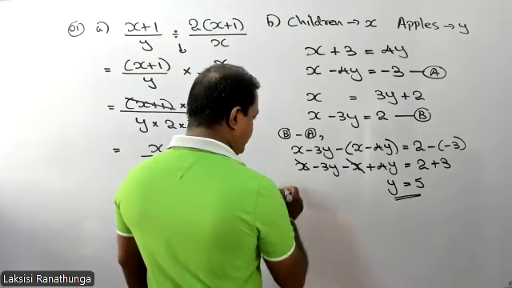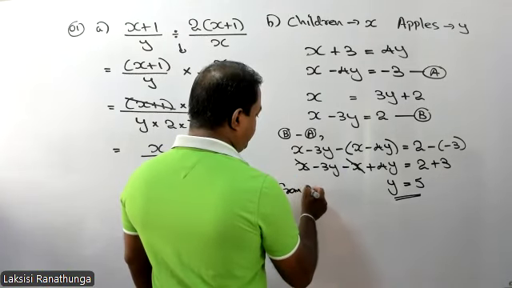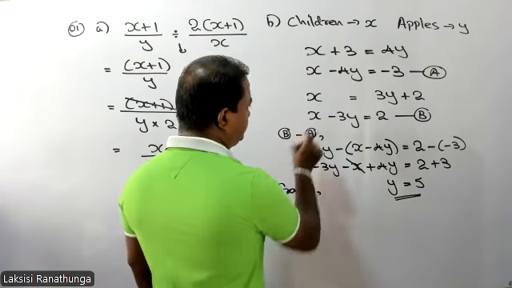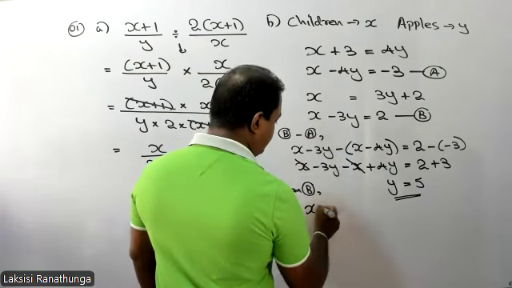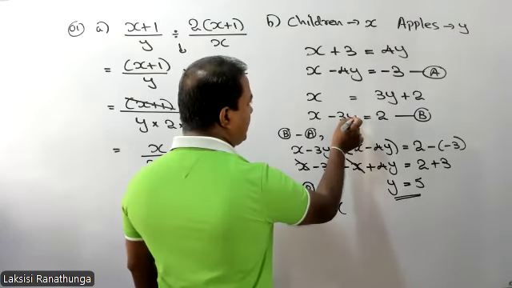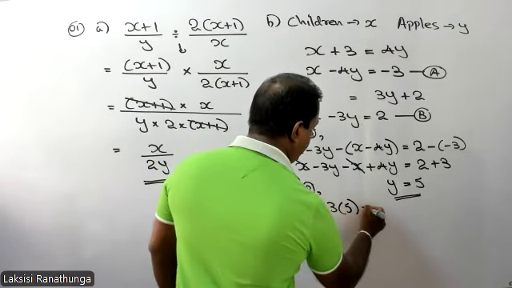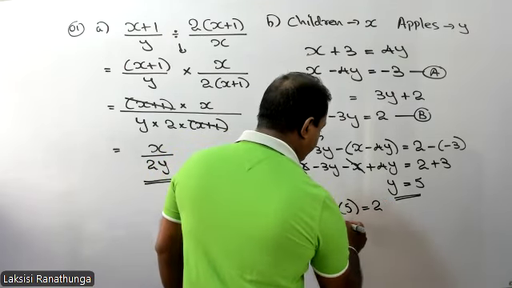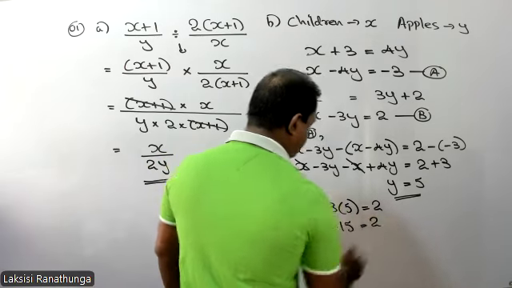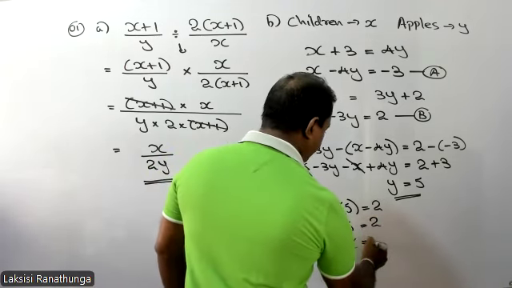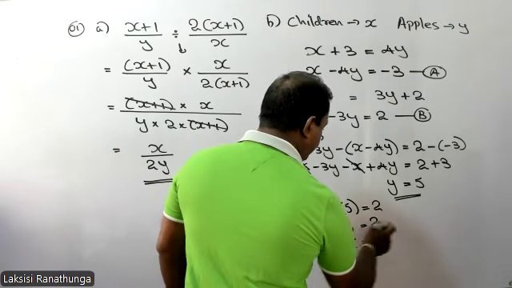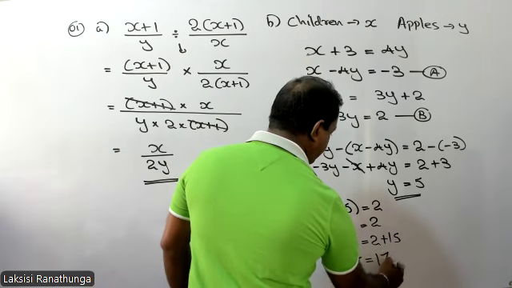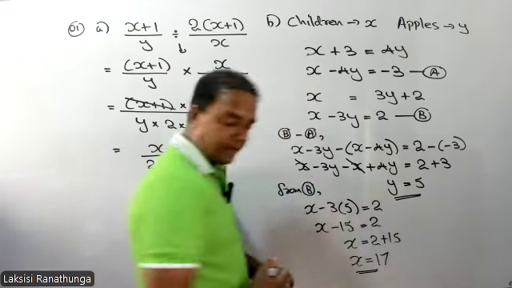So I'll take equation B. From equation B, y equals 5. So this is x minus 3 times y, with y equal to 5, equals x minus 3 times 5, minus 15, equals x, equal 2 minus 15. Take here plus 15. x equals 17.